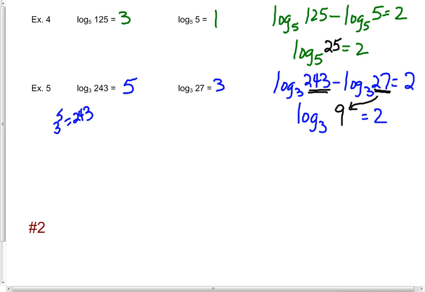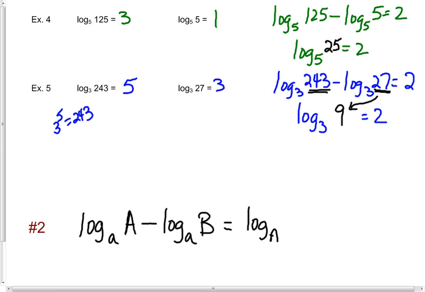So here's our second rule. If you subtract logs, it's got to have the same base though. Log base A of some number subtract log base A of another number is the same as log base A, little a, of the first number divided by the second number. So you can rewrite a division as subtraction with logs.